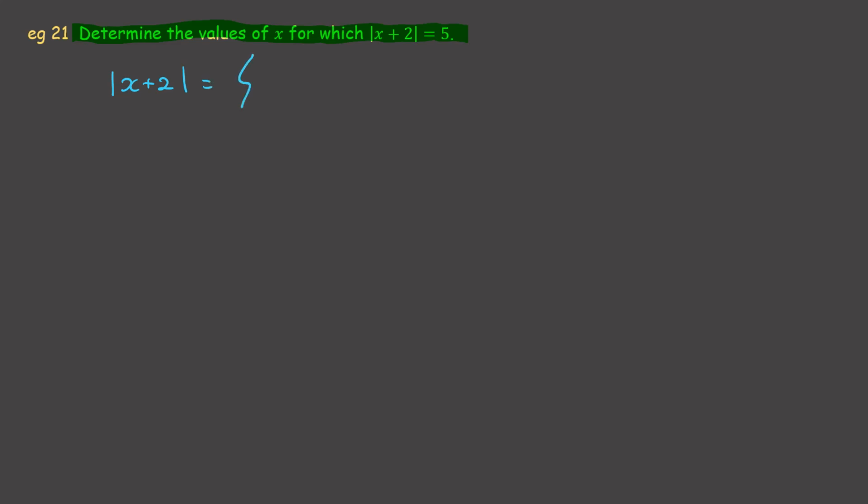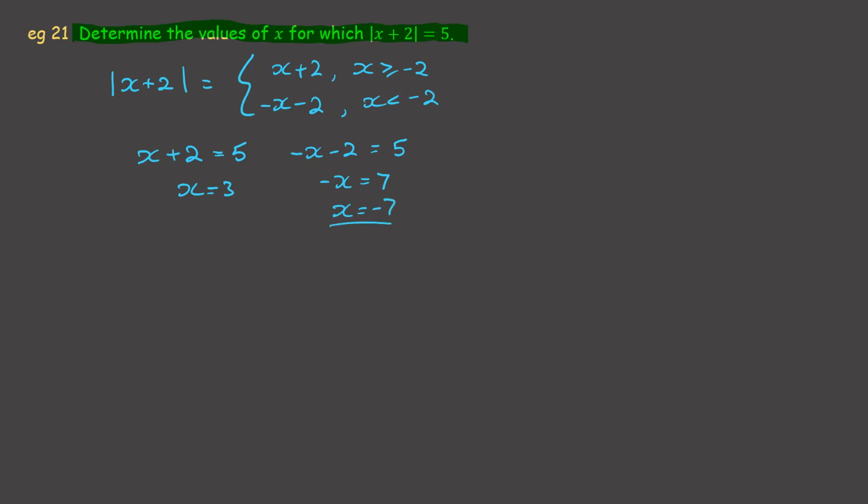So we can say that that is equal to x plus 2 if x is greater than or equal to negative 2, and it's equal to negative x take away 2 for x less than negative 2. And then we could take each part and say, well, x plus 2 is equal to 5, and negative x take away 2 is equal to 5. This one gives me x is equal to 3. This one gives me negative x equals 7, and therefore x is negative 7.